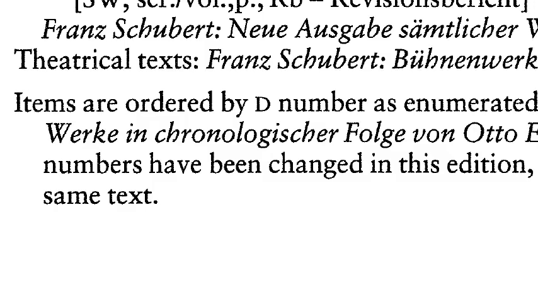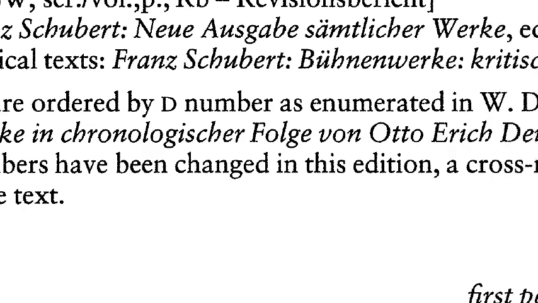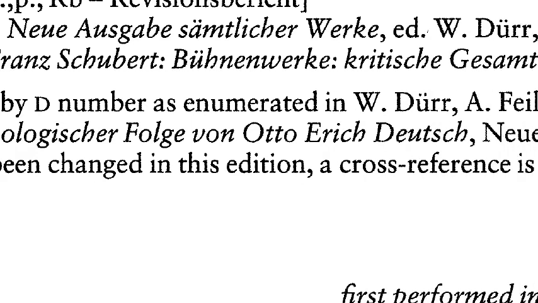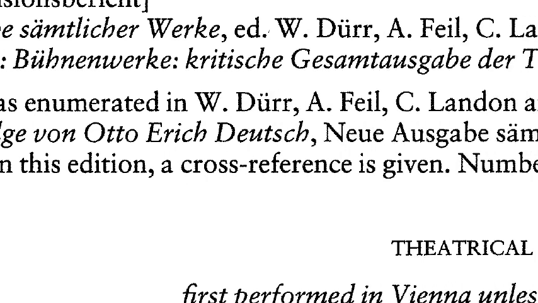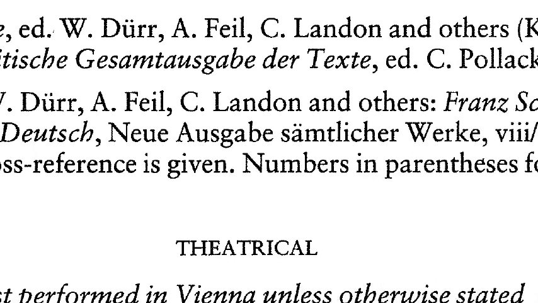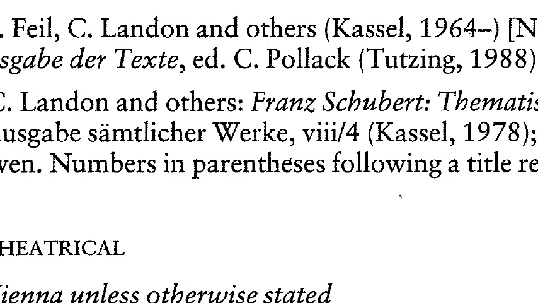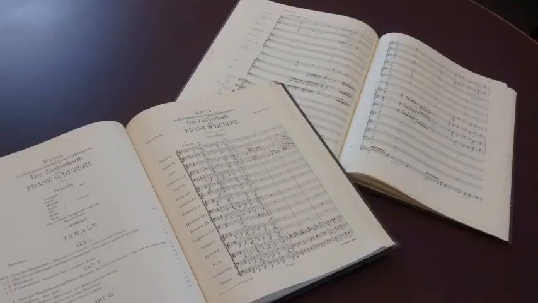The third edition listed is Pollak's critical edition of Schubert's theatrical texts. It does not include scores, and we will not address it here. The Music Library owns both the Schubert's Werke and the Neue Schubert Ausgabe, but our copy of the Schubert's Werke is in a modern Dover reprint of the original, a fact that will be significant when we come to search in it.